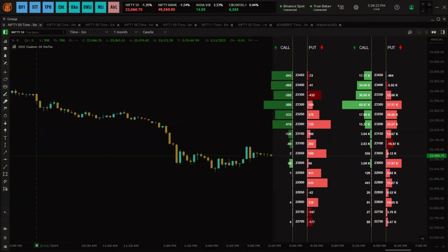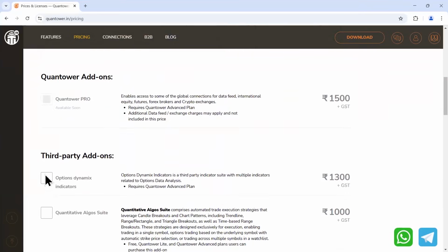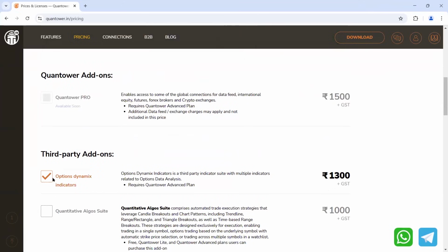Before I start, as you already know, ODX are custom indicators. These are third-party add-ons. When you subscribe to Quantower, you need to additionally subscribe to the third-party add-on. There are many third-party add-ons. ODX is Option Dynamics Indicators.